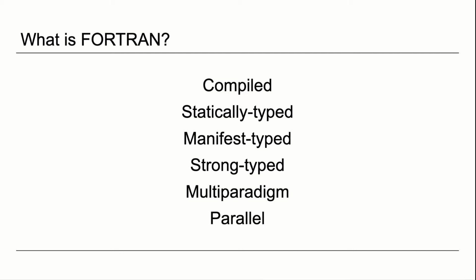And finally, FORTRAN is a parallel programming language. Parallelism is the capability to split a computational problem between processes that communicate through a network. Faster runtimes is a benefit of parallelism.